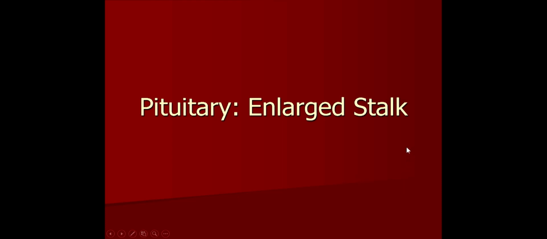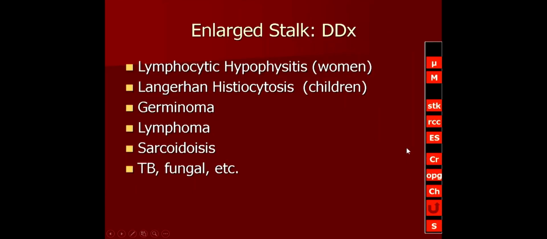Enlargement of the stalk. I was told that a radiologist with a ruler is a radiologist in trouble, but sometimes you look at an image and you say that pituitary stalk is too thick, or somebody's telling you that the patient has some kind of endocrine abnormalities. What causes enlargement of the pituitary hypothalamic stalk? Lymphocytic hypophysitis, which is an autoimmune thing that occurs at the end of pregnancy or after delivery. Langerhans histiocytosis, what we used to call EG.